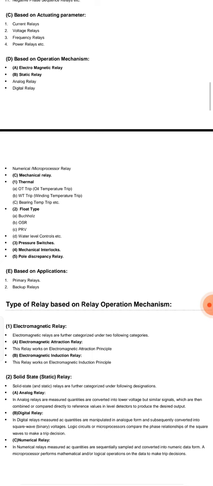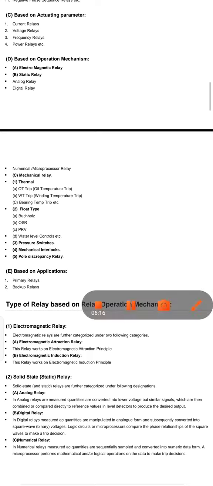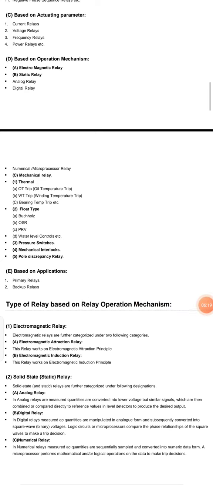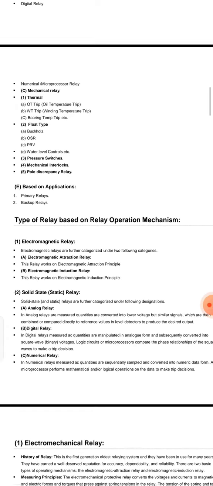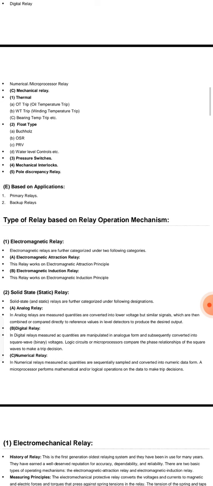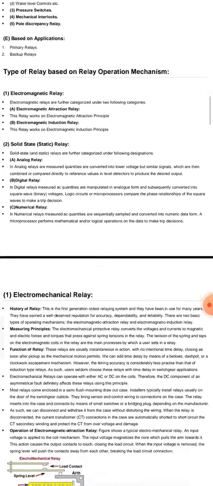In analog relays, measured quantities are converted into lower voltage but similar signals, which are then combined or compared directly to reference values in a level detector to produce the desired output. In numerical relays, the measured quantities are sequentially sampled and converted into numeric data, and a microprocessor performs mathematical or logical operations on the data, making trip decisions. In digital relays, the quantities are manipulated in analog form, subsequently converted into square wave voltage, and a logic circuit or microprocessor compares the phase relationship of the square waves to make trip decisions.